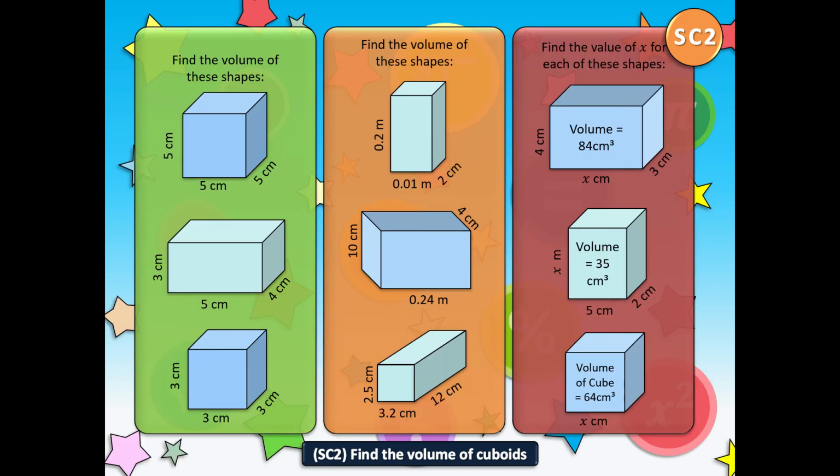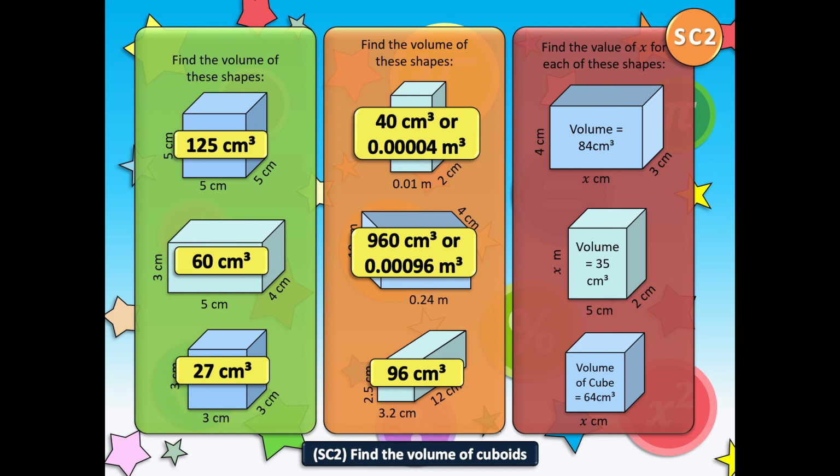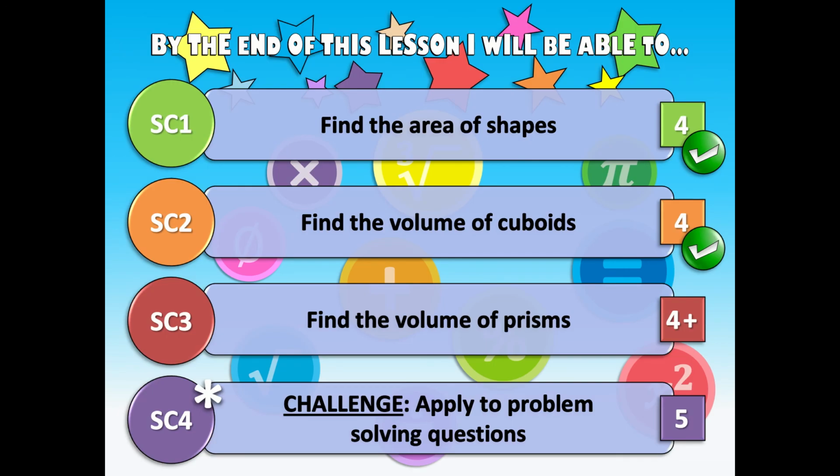Here's some questions for you to have a go at. Pause the video, and when you're ready to mark your work, press play. Here are your answers. So there's your green answers, there's your amber answers, and there's your red answers. And now we've completed success criteria 2.